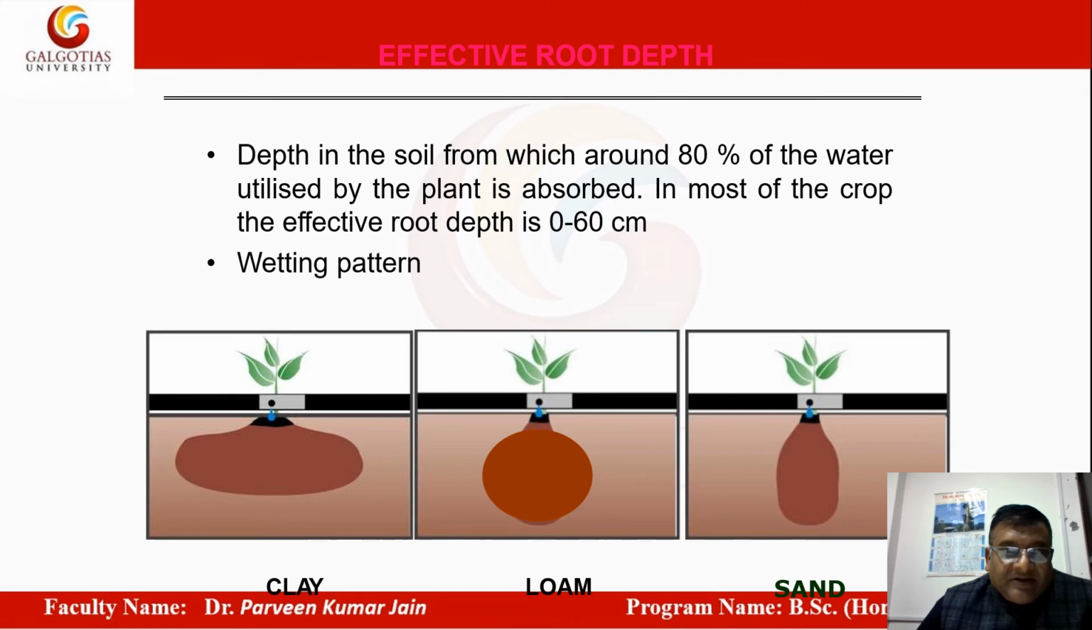And secondly, the effective root depth of a plant is also linked with the water. In different types of soils, whether clay, loam, or sand, depending on the root zone and how the water behaves in the soil, we plan the irrigation timing.